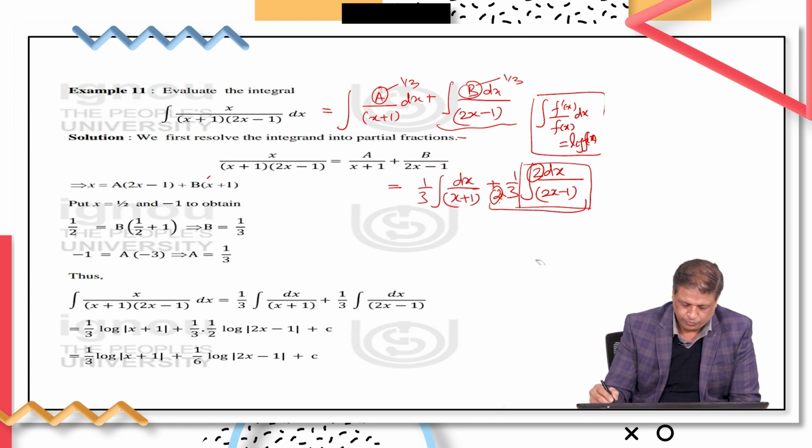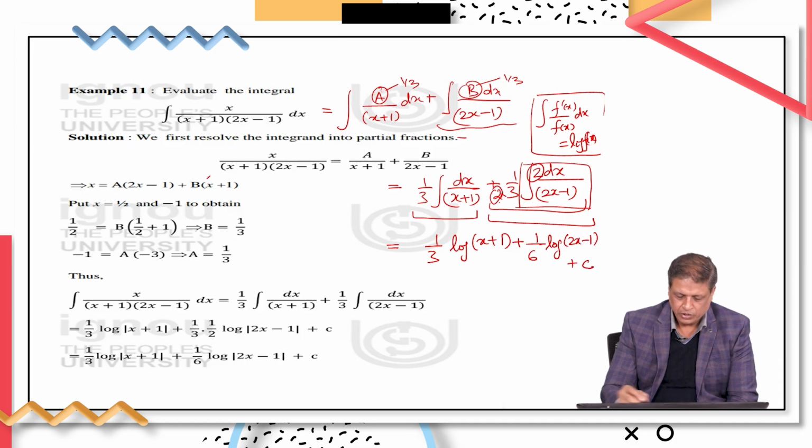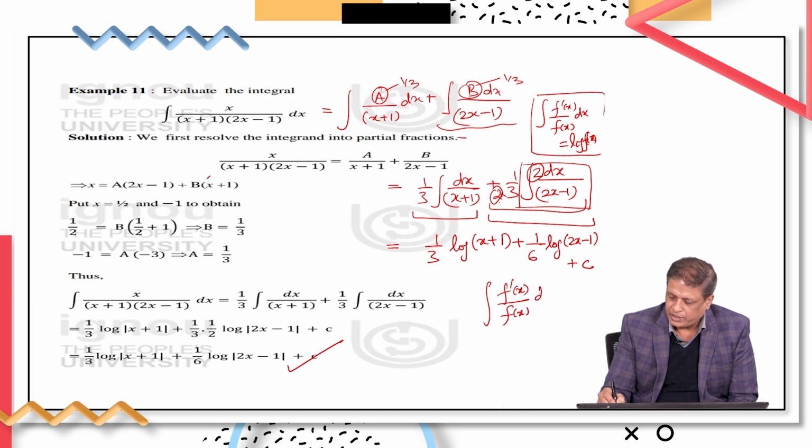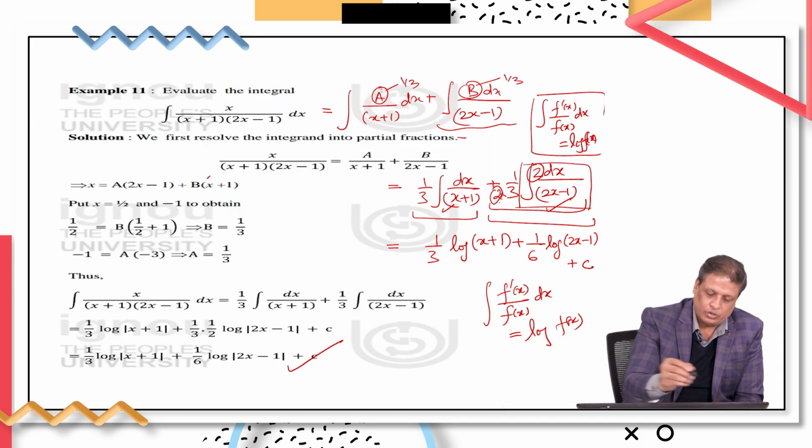So you can now write this expression as 1 by 3 log of x plus 1 plus, 3 into 2 is 6, so 1 by 6 log of 2x minus 1 plus c. So this is your integral. We learned how to apply the concept of partial fraction, simplify, determine the constants a and b, use those constants in the integral, and then we used the formula integral of f dash x by fx dx is equal to log of fx, where in our case fx is x plus 1 and 2x minus 1. So that's why the answer turns out to be 1 over 3 log x plus 1 plus 1 over 6 log of 2x minus 1.